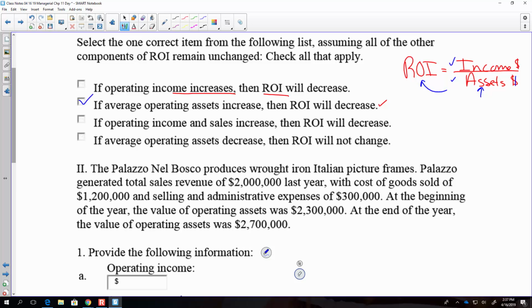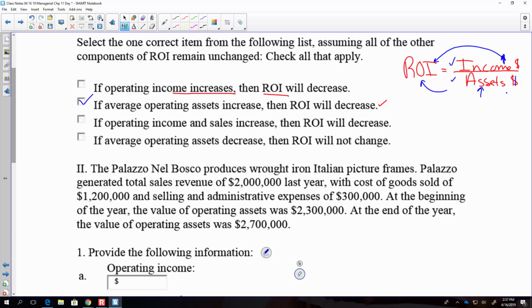So let's do the third one. If the operating income and sales increase, then ROI will decrease. Well, sales is a component of income. If this number goes up on the top, what should that do to our ROI? Increase it, right? So we can't check the third one. The fourth one: if average operating assets decrease, then ROI will not change.